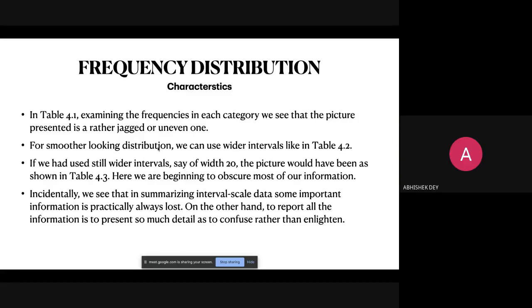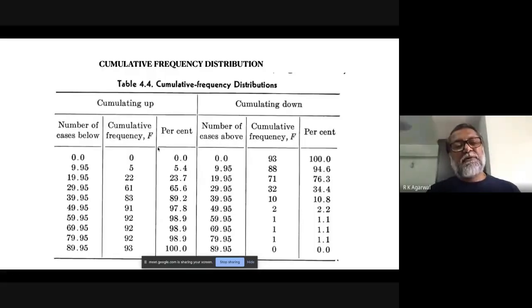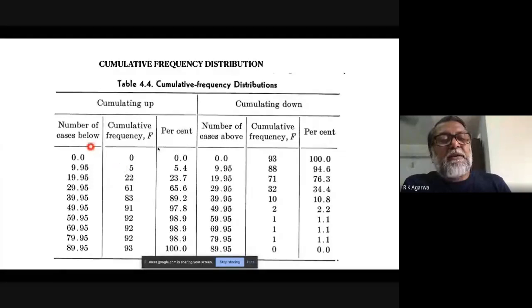Then there is a concept of cumulative frequency distribution. This is table 4.4, but the original data are not from table 4.2 or 4.3. This is a separate set of data, and we are not saying anything about what kind of data it is. All that we know is that this is the table. Now, there are two kinds of cumulative frequency distribution. One is called accumulating up, the other is called accumulating down. And why do we accumulate it? What purpose does it serve? We will come to that in a short while, but let us first see what this is all about.